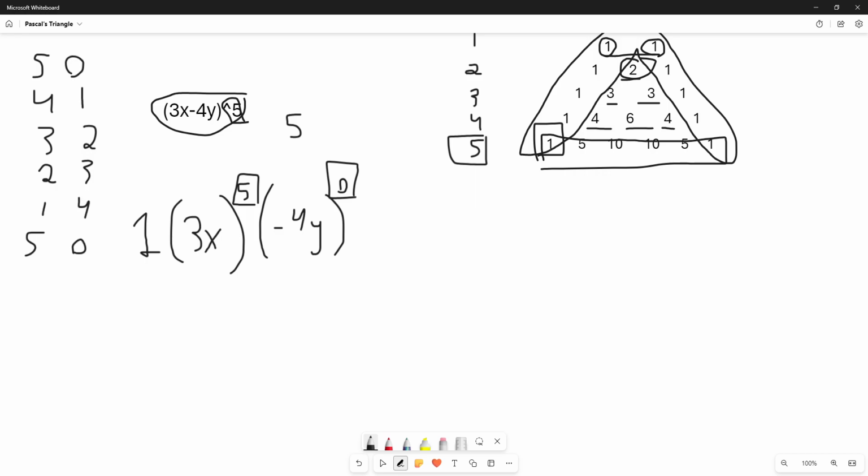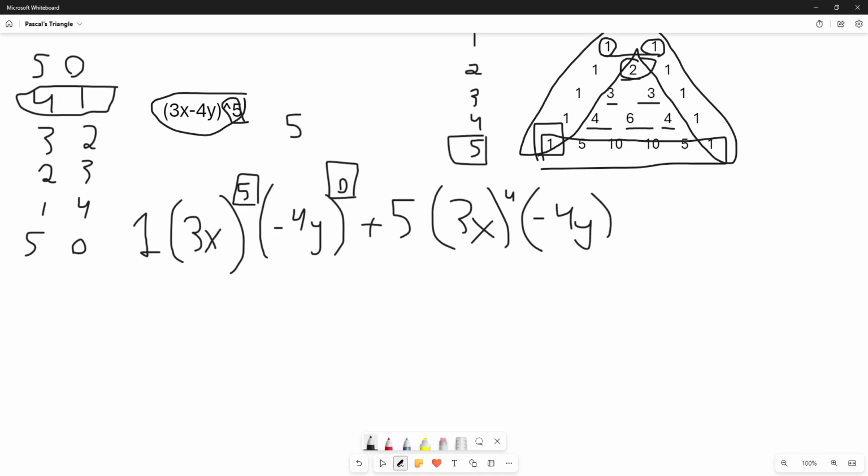As you go along, you see there's 1, 2, 3, 4, 5, 6 terms here, and here we have 1, 2, 3, 4, 5, 6 on the other side. So it corresponds well. And then next, we go plus with this number, the 5. So we're going to write a 5 here. We're going to go 3x, and we use from here the 4 and the 1. So 3x to the power of 4 multiplied by the second term, minus 4y to the power of 1. Then we go again, plus 10.